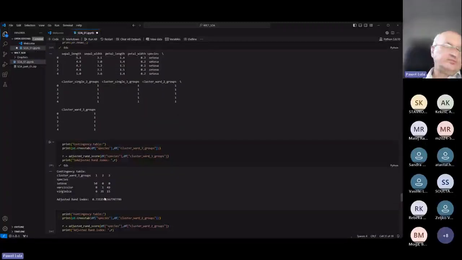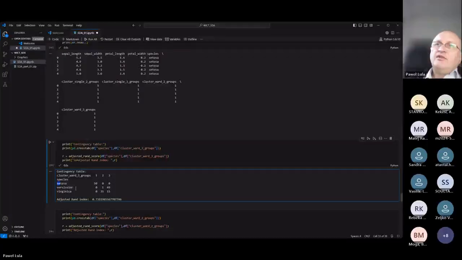Cluster Ward 2 groups, cluster Ward 3 groups. And comparison. Comparison is here. Contingency table. And Setosa, as in the previous example, was classified properly. Versicolor is here. So 49 objects to cluster 3 and 1 object to cluster 2.